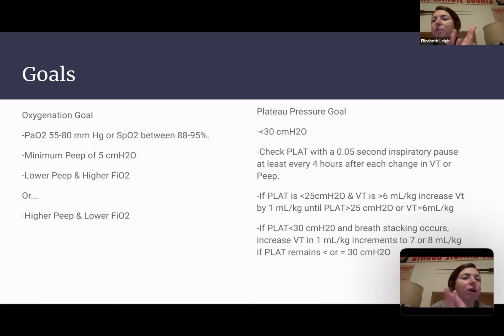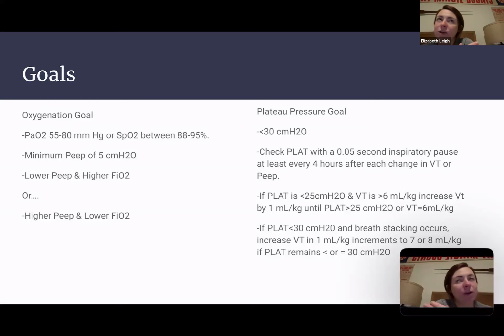And when we talk about a plateau pressure goal, we want to be ideally less than or equal to 30 centimeters of water pressure. Kettering is really adamant about that 30, so it makes sense that it's in the ARDSnet protocol. We want to check the plateau pressure every 4 hours and after each change in tidal volume or PEEP. We do that by initiating a 0.5 second inspiratory pause, and that gives you a plateau pressure.